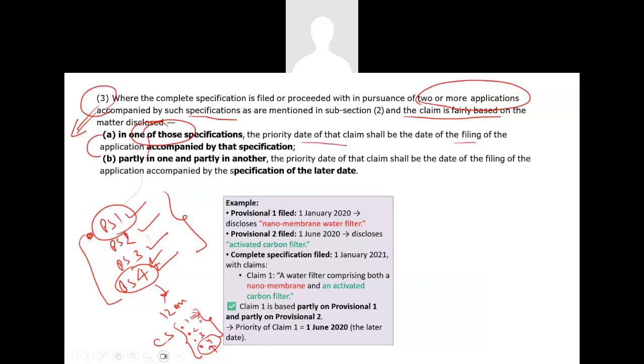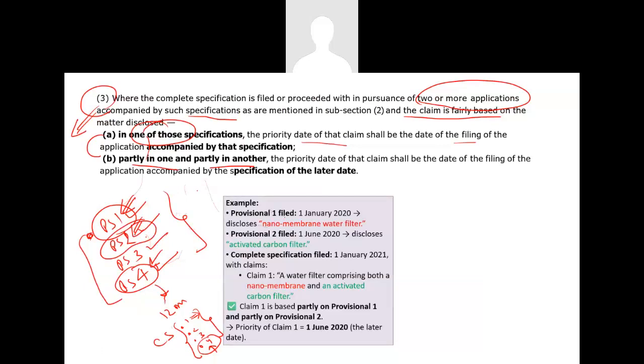So this is very easy. It is almost similar to what we just studied in the previous slide. But then the more complexity happens when the subject matter was partly disclosed in one and partly in another. That means one half of the invention was disclosed in provisional specification 1, let's say, and another half in provisional specification 2. Then the later filed specification would account for the priority date for that claim.